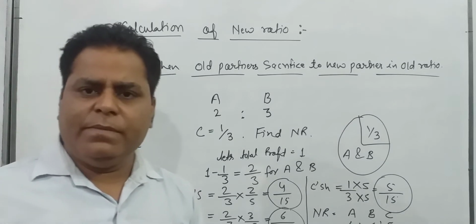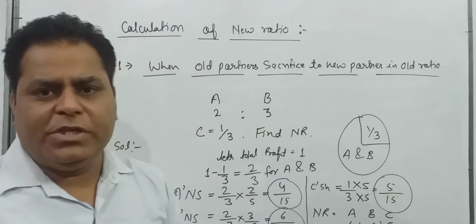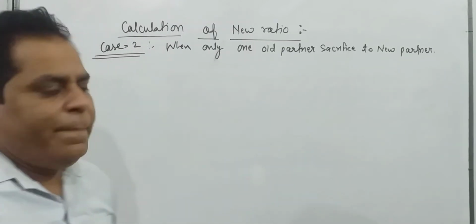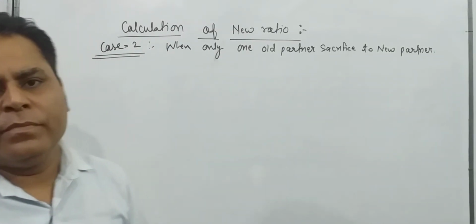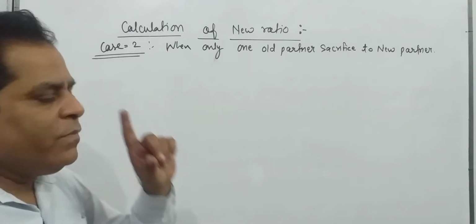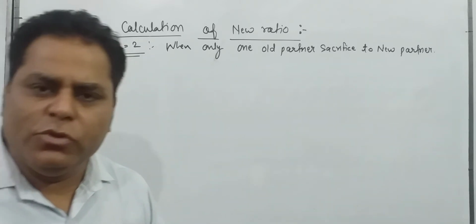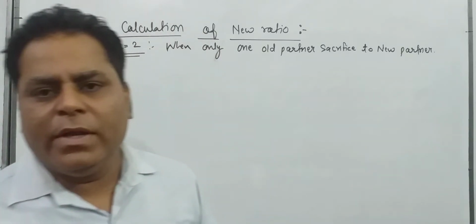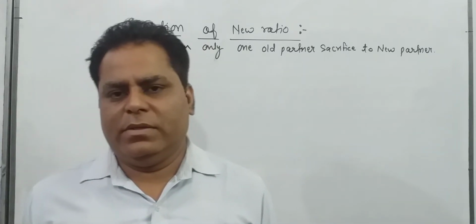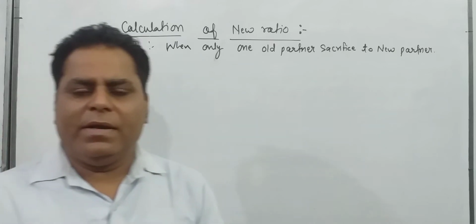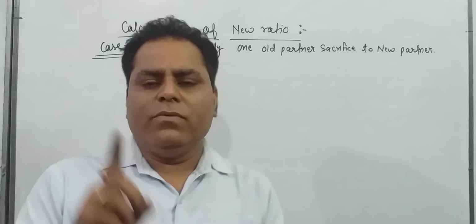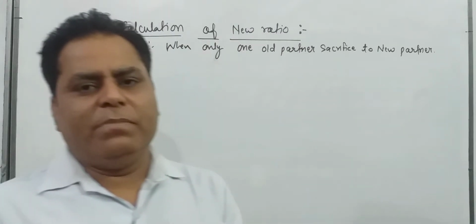Okay, now see the second case. How to determine the new ratio through the second case. Now students, I am going to explain the second case. In this second case, only one old partner is sacrificing to the new partner. Means the new partner acquires his share from only one old partner. So how to determine the new ratio?